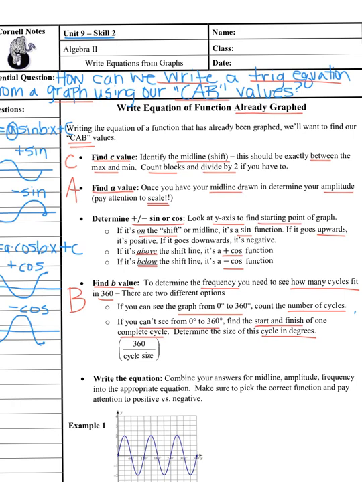So your B value or your frequency is going to be equal to 360 divided by the period, or how long it takes for one full cycle, if it's in degrees, or your B value, if they want it in radians, will just be 2 pi over the period.